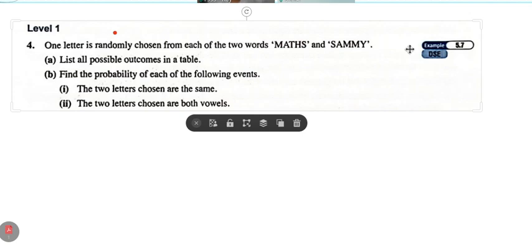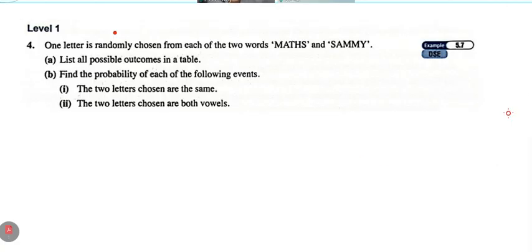So one letter is randomly chosen from each of the two words MATHS and SAMMY. Now the things that we're going to answer here is we're going to list all the possible outcomes in the table. But first, let's find out how many we are going to have.